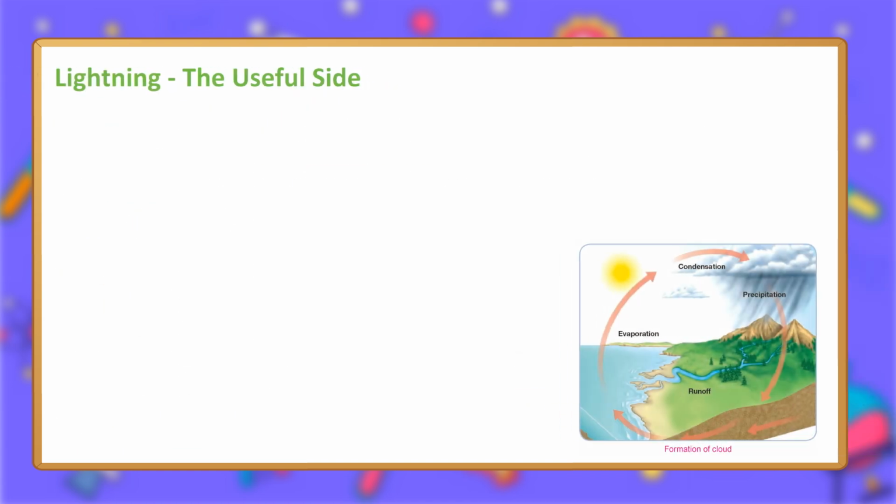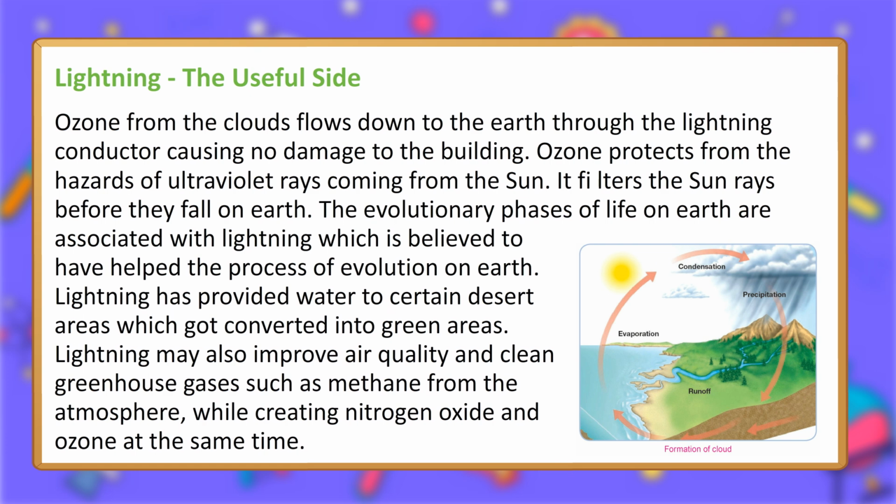Lightning, the useful side. Ozone from the clouds flows down to the earth through the lightning conductor, causing no damage to the building. Ozone protects from the hazards of ultraviolet rays coming from the sun. It filters the sun rays before they fall on earth. The evolutionary phases of life on Earth are associated with lightning, which is believed to have helped the process of evolution on Earth. Lightning has provided water to certain desert areas which got converted into green areas.